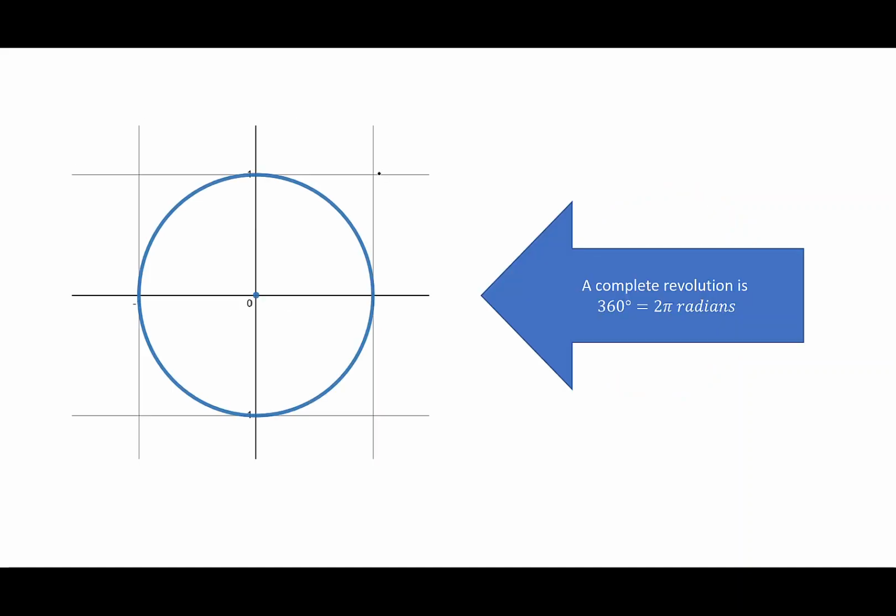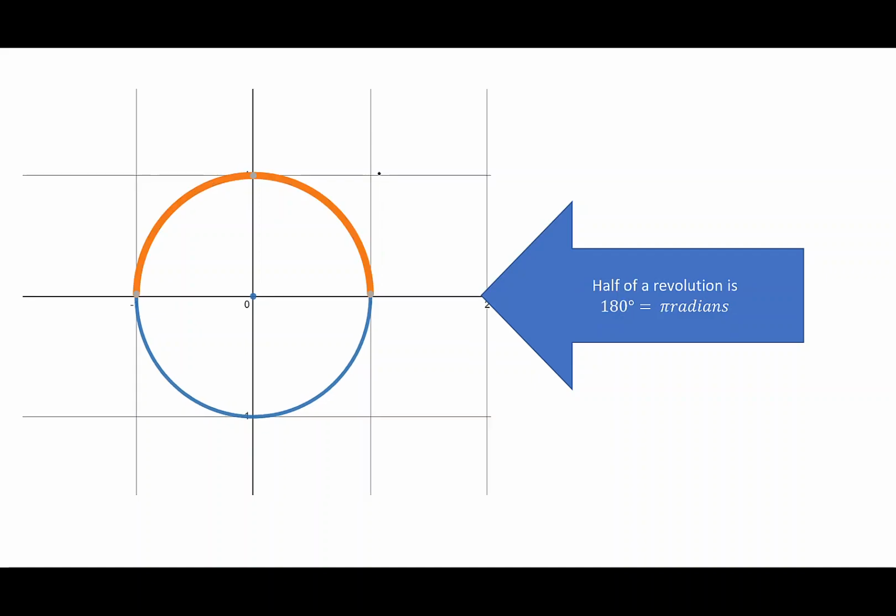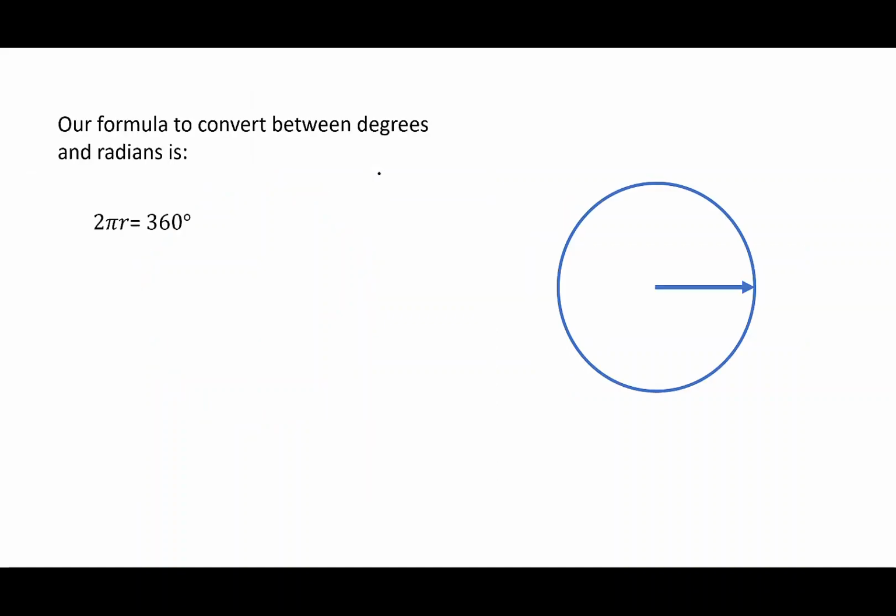So a complete revolution of 360 degrees will be equal to 2 pi radians. Remember that the radian is an arc that's equal in length to the radius. If we take half of a revolution, then we have 180 degrees, which would only be pi radians. Our formula to convert between degrees and radians will be reliant on the equation 2 pi r equals 360 degrees. So we'll start by solving for r, which would give us 180 degrees over pi. This is our first formula for trig, so it's important that you write this down.